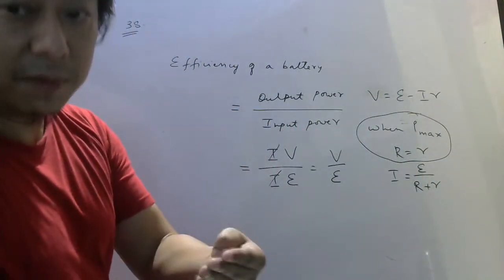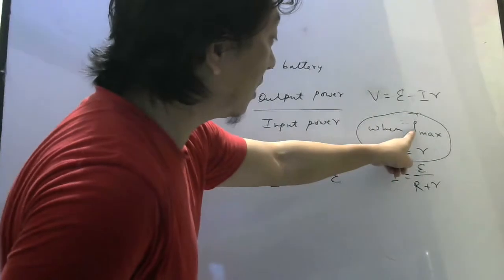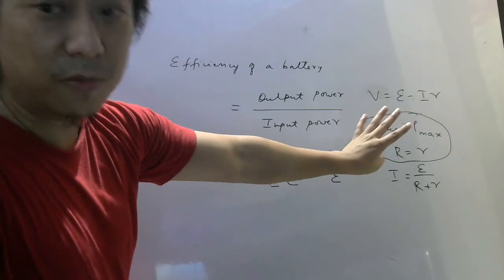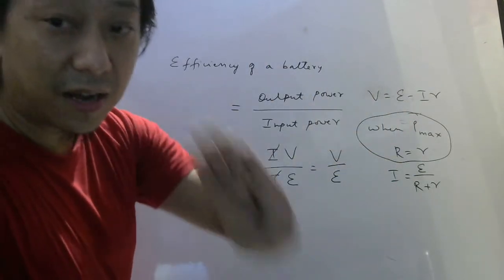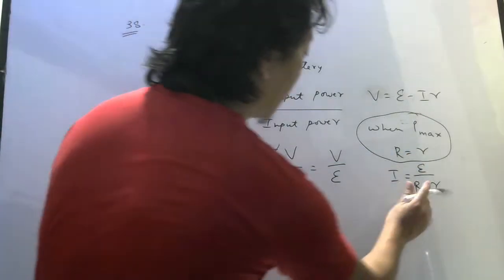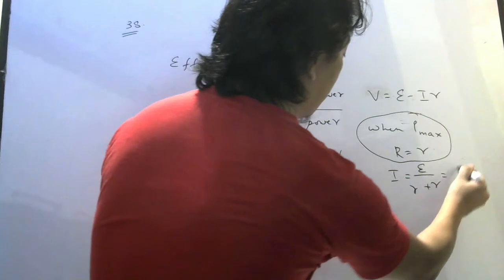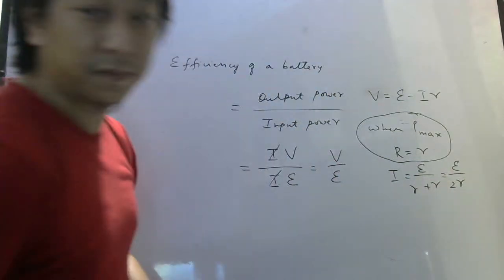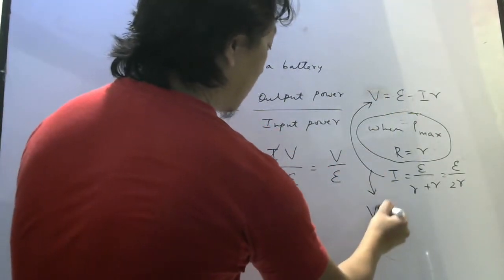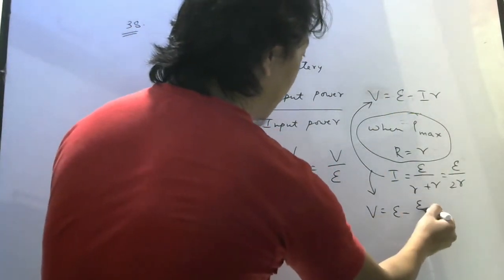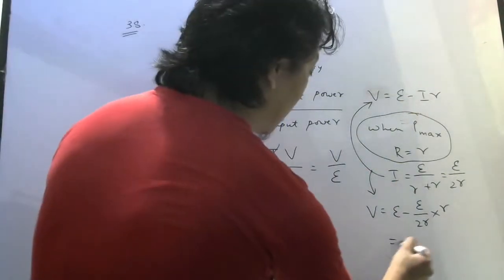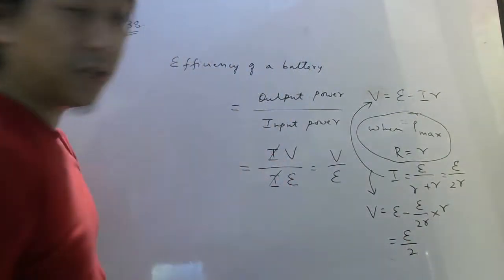While giving maximum power, external resistance must be equal to internal resistance. This is a theorem also, called the maximum power transfer theorem. In class we have discussed. So just put capital R equal to small r here. You will get current equal to EMF divided by 2R. Then put this current back here. What will you get? Terminal voltage is EMF minus EMF by 2 small r into small r. Small r cancels. EMF minus EMF by 2 will be EMF by 2.